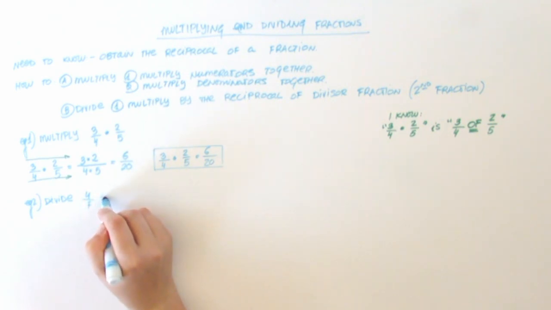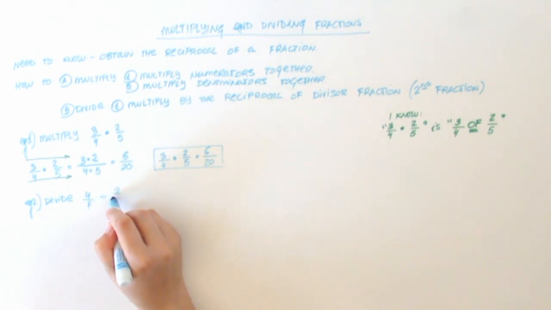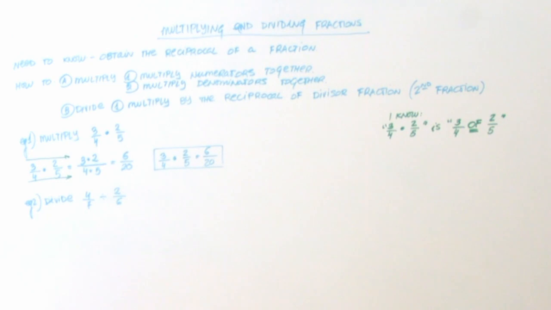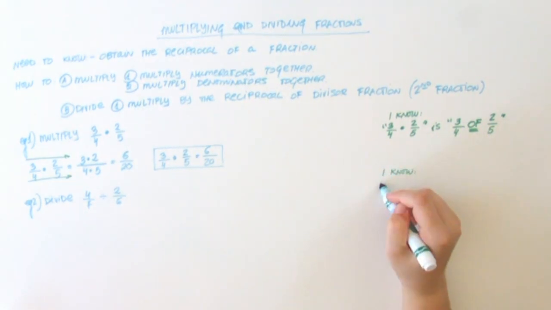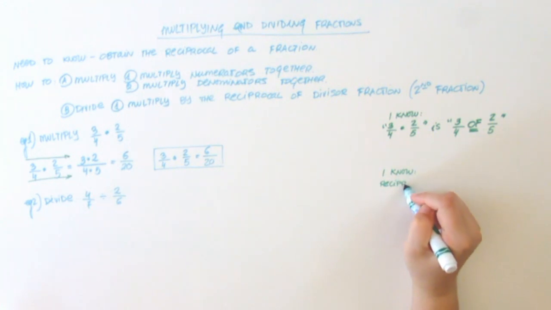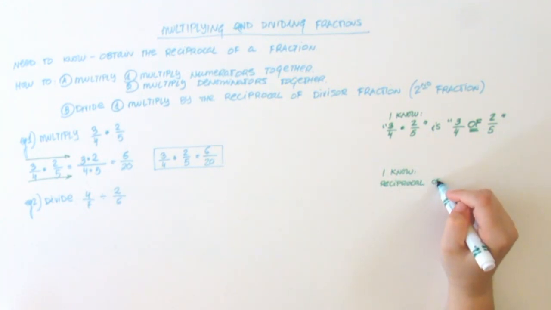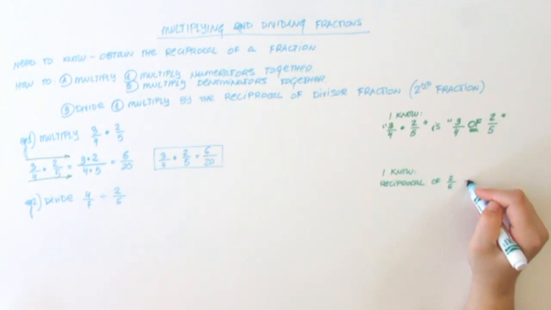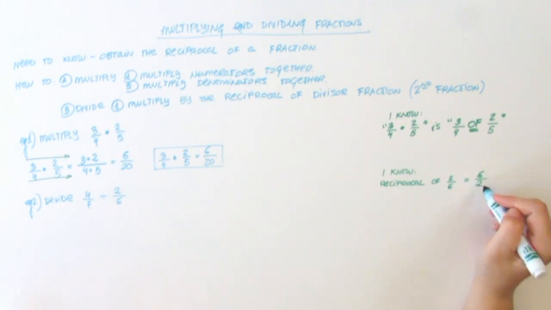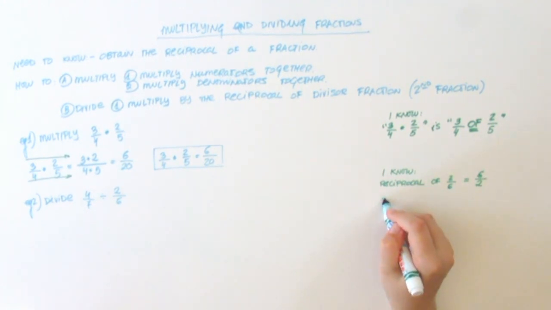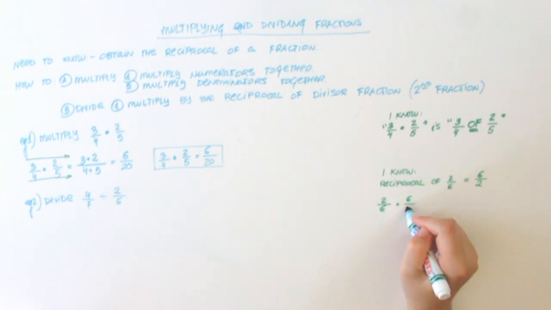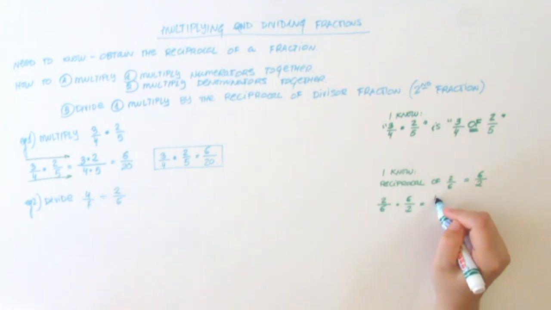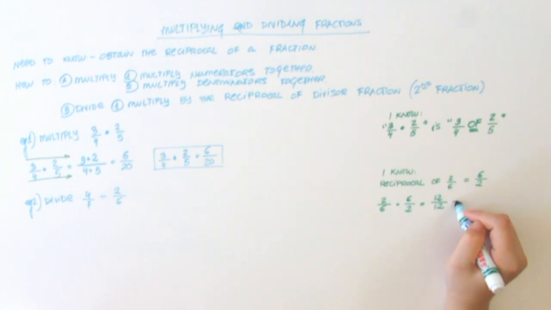Let's do another example, one for division. They ask me to do this division of fractions, and I know that to get the reciprocal of a fraction, I just flip the numerator and denominator. So the reciprocal of 2/6 is 6/2, because if I multiply these two things together, the result gives me 12 over 12, which is 1.